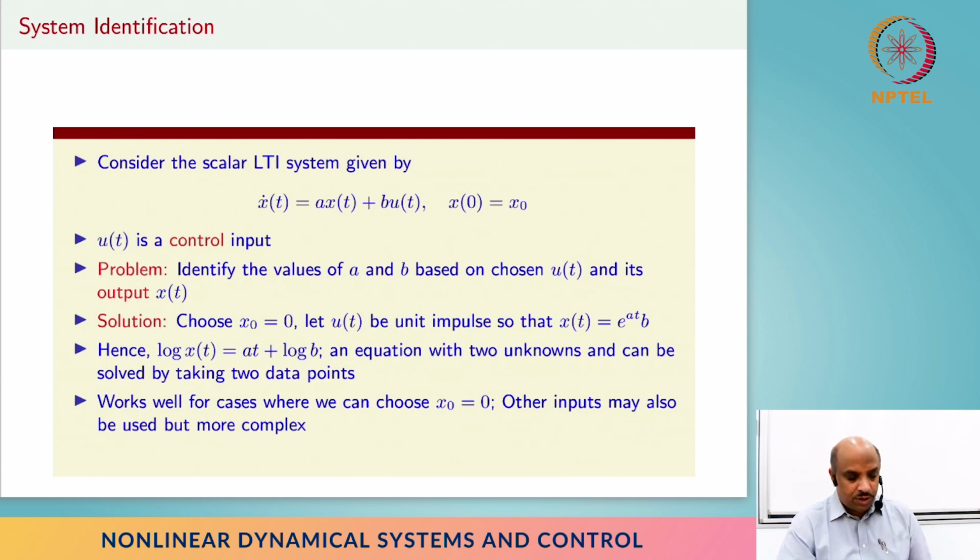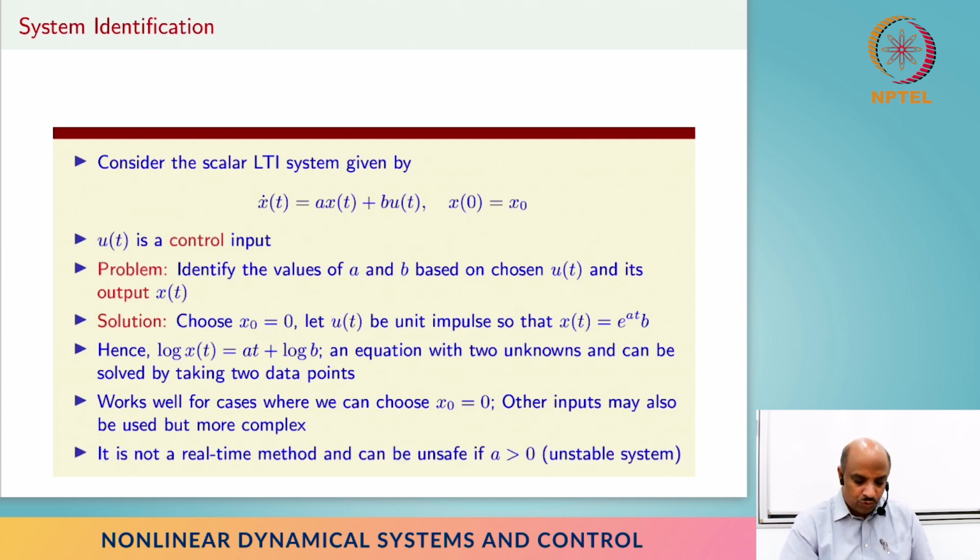So this works perfectly where we can choose the initial condition and inputs. We can put whatever we want. Though I chose a unit impulse because it keeps the equation simple, we can actually go for more complex inputs and still do the same thing. But it has to be a system that is actually tested offline, and then we collect the data and get the values of a and b. And then this technique can be generalized to vector systems also, where we have a and b as matrices and things like that. And this is a very standard system identification.